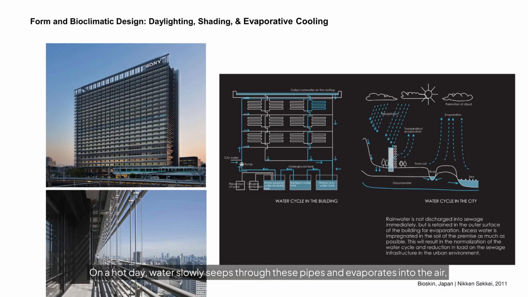On a hot day, water slowly seeps through these pipes and evaporates into the air, which cools the surrounding area and the facade, much like how sweating cools your skin. The balcony space, surrounded by the grid of ceramic tubes, further controls solar gain and microclimate, all while maintaining daylight and visibility for the occupants inside.